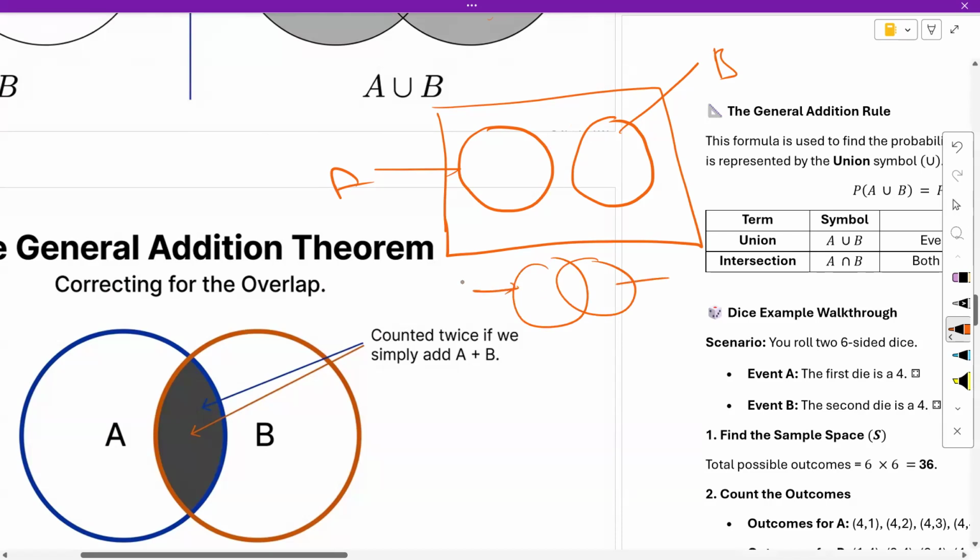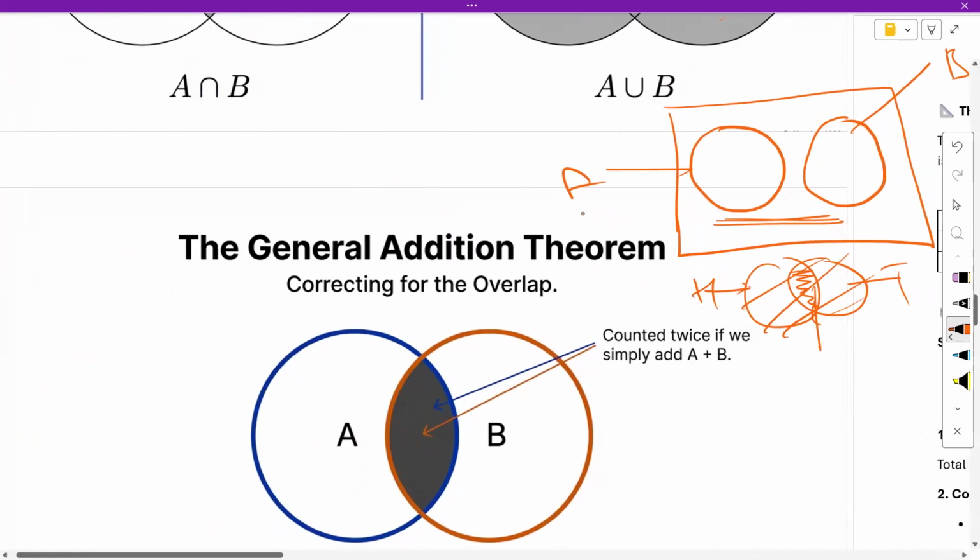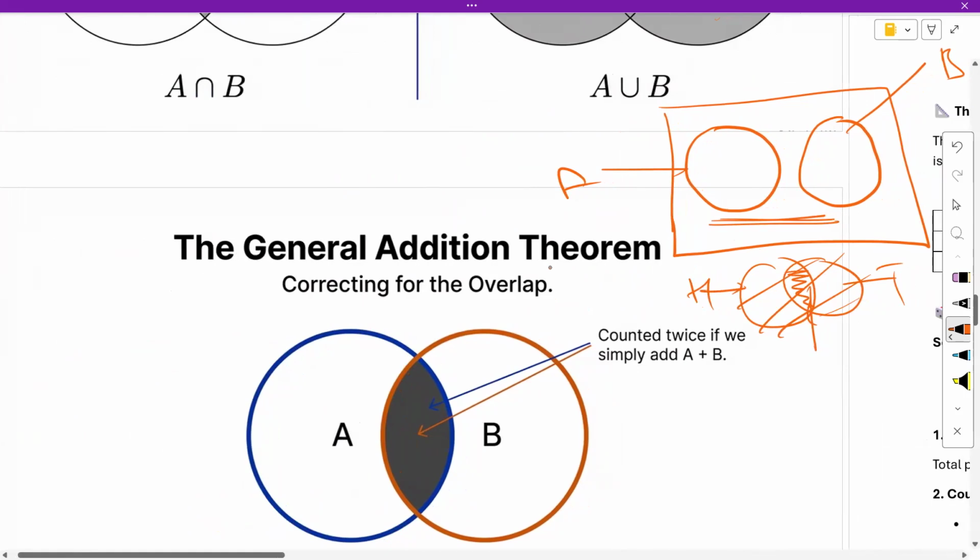Head, tail. So this is not mutually exclusive. It is wrong. So what does this area represent? A and B in a toss. It never happens. So this is mutually exclusive. Right, here is a trial that is not mutually exclusive.